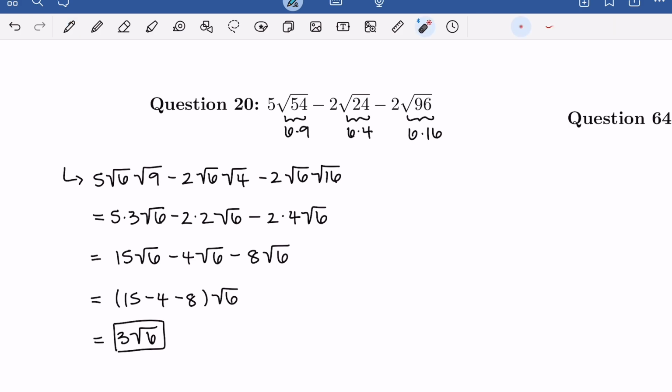So as you do these problems more and more, you'll see why you want to pick certain factors like this. I picked these guys here because 9, 4, and 16 again are all perfect squares, and then I know I'd be left with a root 6 for each of these terms here, which I could easily pull out. Okay, so it just takes some practice to get used to recognizing what to do here.